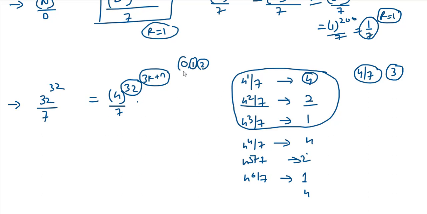If the value of n is 0, that means the cycle is completing. We have no extra value. Hence, we will check the remainder for 4 raised to 3 divided by 7. So in this case, we can represent 32 as 3 into 10 plus 2. So the value of n is 2. So in this case, the remainder will be 2.